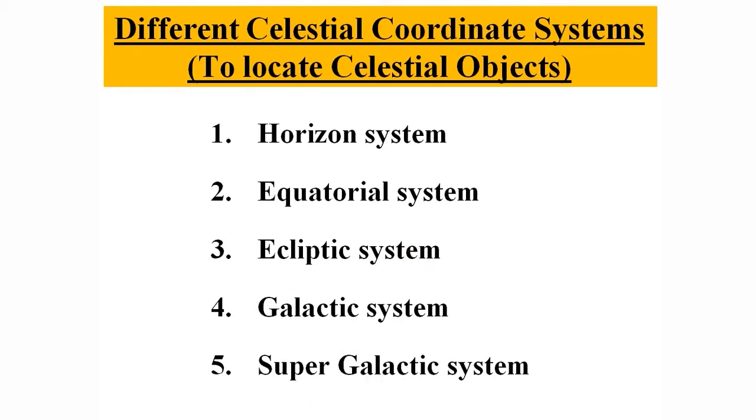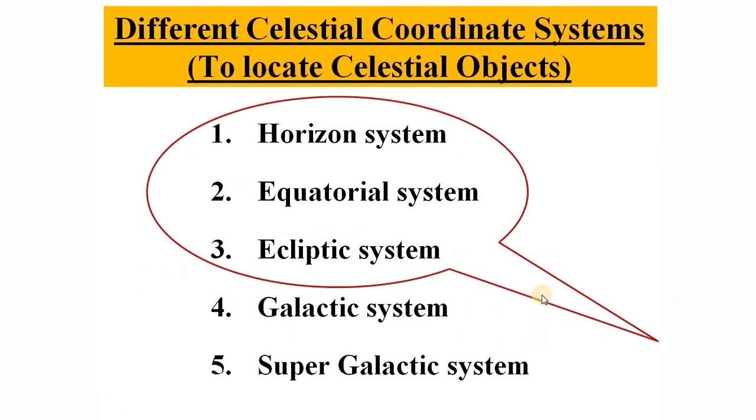Okay. So out of these, in today's session we will be interested to talk about the first three. These are the major coordinate systems used to locate objects from the Earth. So we will be focusing on the first three systems in today's topic. Okay.